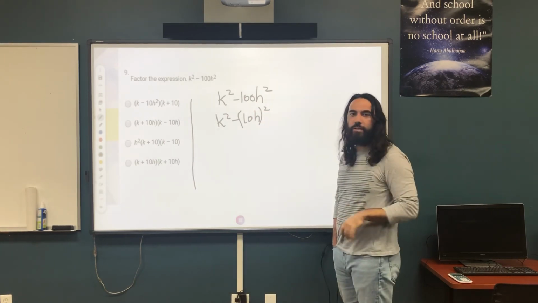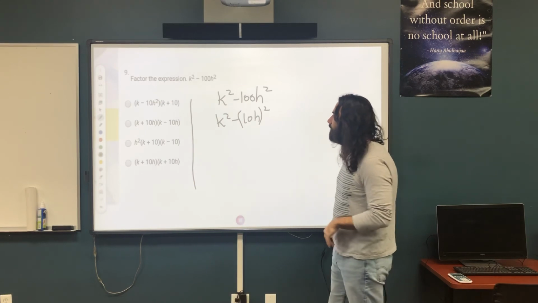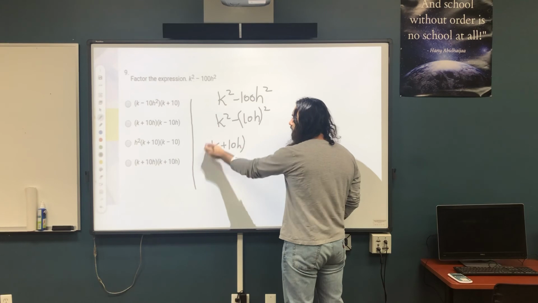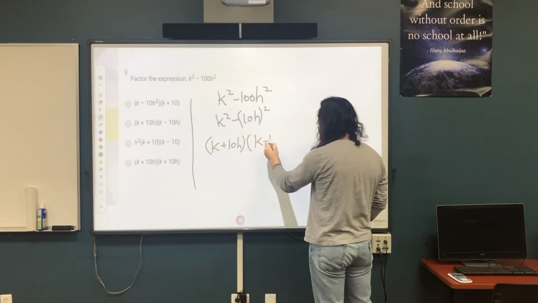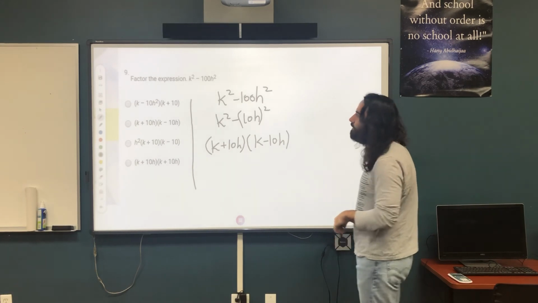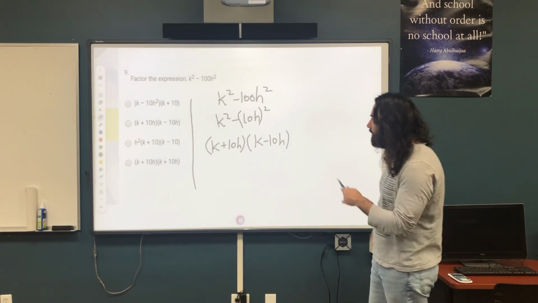Now I have two terms that are squared, the k and the 10h. So it's going to be k plus 10h times k minus 10h. And that is the answer. And then it's the second one.